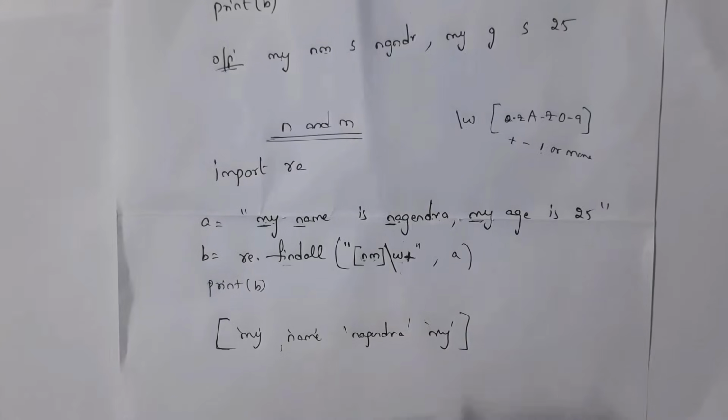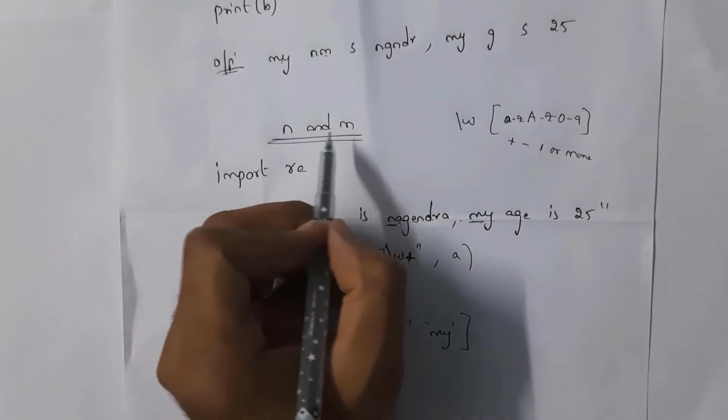So this is my output. This is a Python program to print words that start with N as well as M.